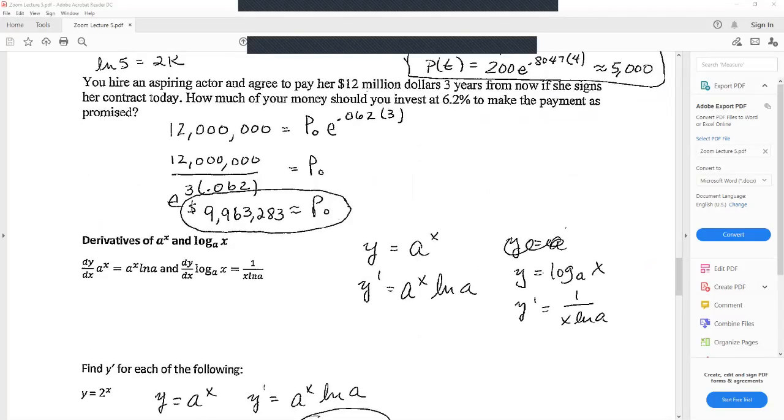You hire an aspiring actor and agree to pay her $12 million for 3 years. That's 3 years from now. If she signs her contract today, how much of your money should you invest at 6.2% to make the payment as promised? Okay, so let's think about this and try to put it into context. You're hiring somebody who's an aspiring actor, and you tell her that if she signs a contract with you today, after 3 years, you will pay her $12 million.